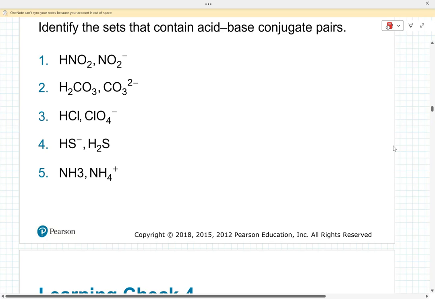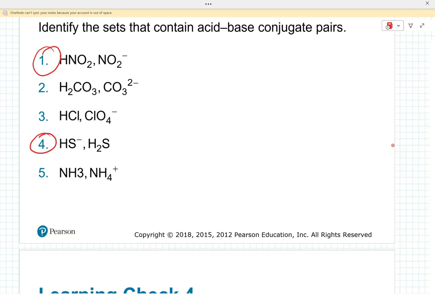Let's circle acid-base conjugate pairs. First, is that a pair? Yeah. I'm going to skip second, I'll explain why. Third, is that a pair? No. Fourth, is that a pair? Fifth, is that a pair?